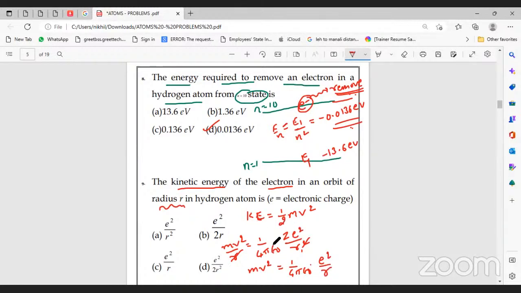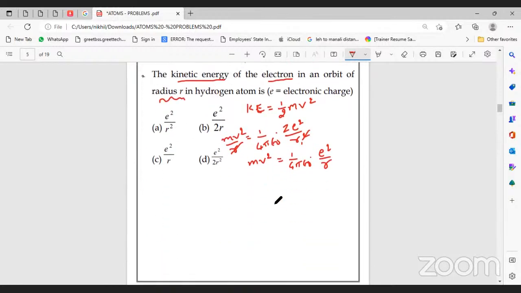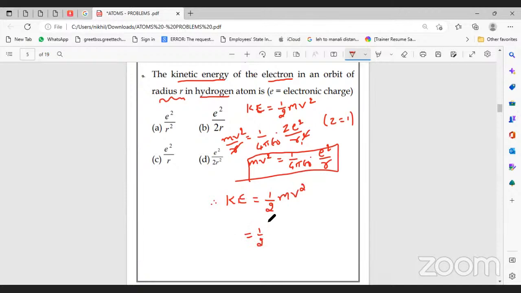Now, why am I not writing the z value, students? I am not writing the value of z because they are talking about the hydrogen atom. You know that for hydrogen atom, z is equal to 1. So this is the mv squared value. Therefore, can you tell me what is the kinetic energy? Yes, kinetic energy is half times mv squared. So half times, what is the mv squared value? 1 by 4 pi epsilon naught into e squared by r.